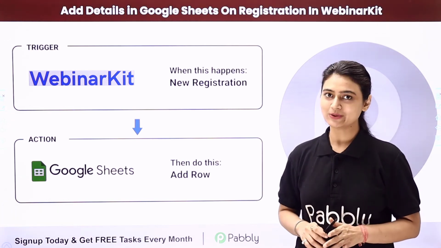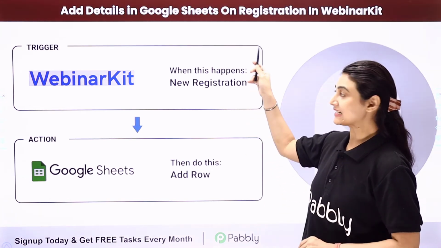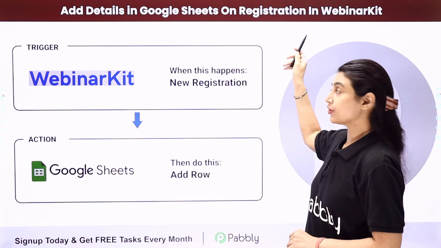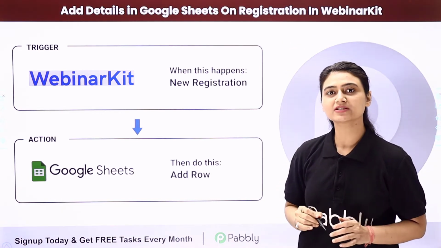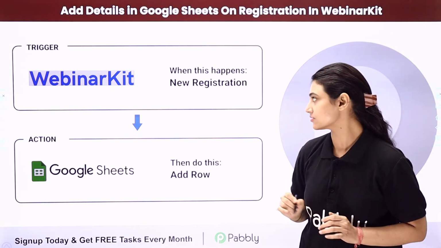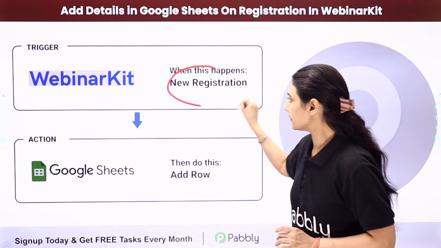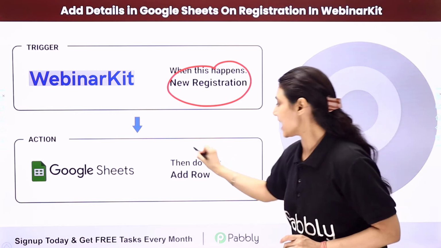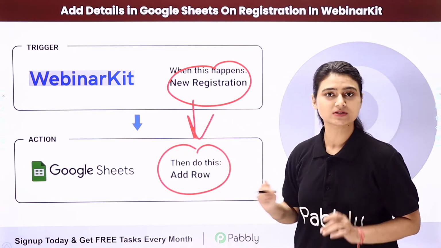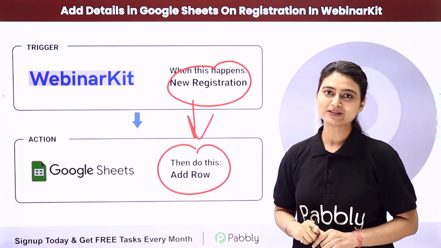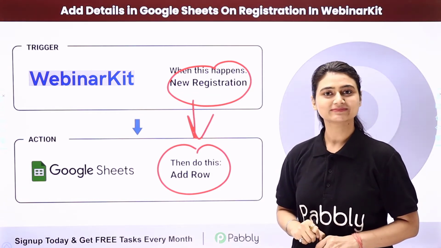In this video, we will learn how you can automatically add details in Google Sheets on registration in WebinarKit. So let's say you want every time a person or a user registers for a webinar in WebinarKit, the details should be added in Google Sheets. So we are going to automate this entire process using Pabbly Connect. Come to my screen to see how we do it.